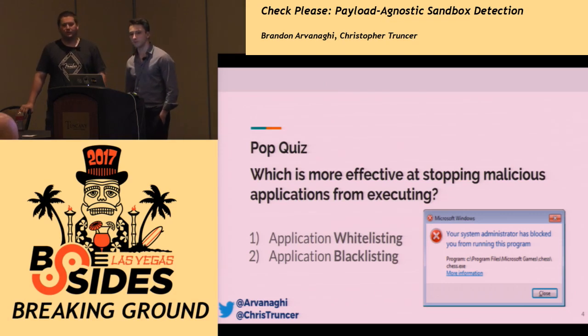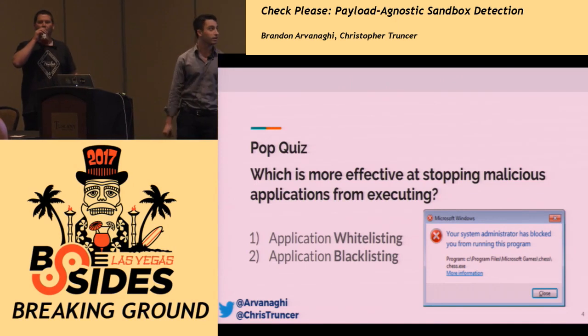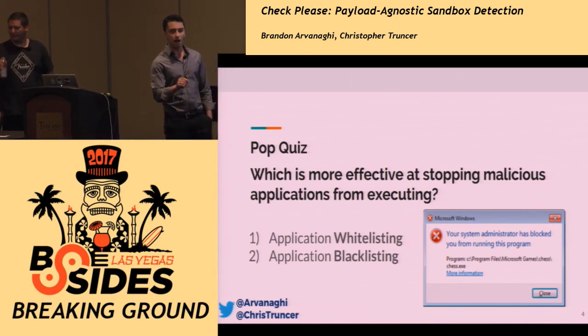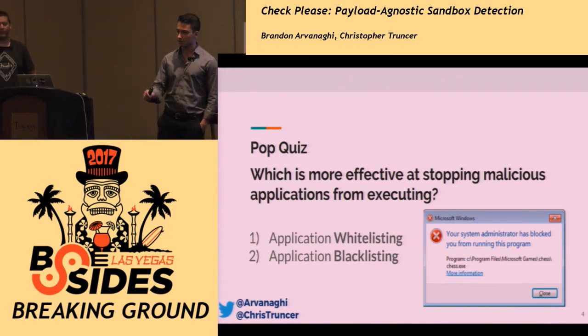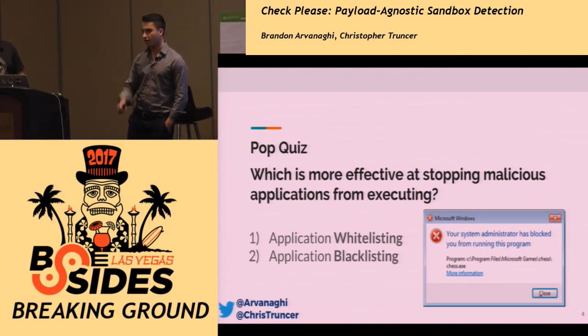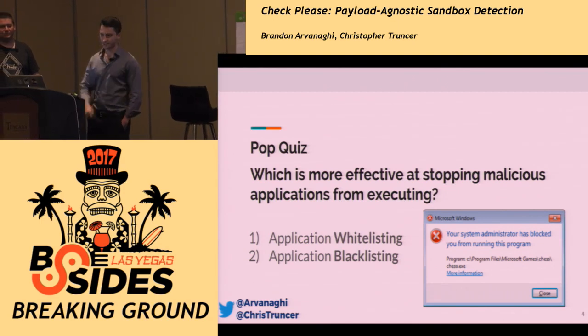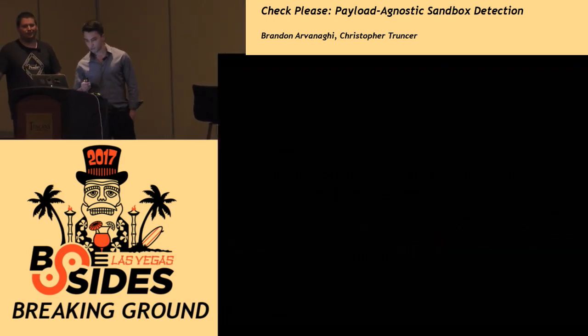So let's start with the pop quiz. We've evolved from one answer to the other. That's your hint. Which is more effective at stopping malicious applications from executing? Is it blacklisting or whitelisting? Anyone can raise their hand and answer. Yes. Excellent answer. I couldn't have said it better myself.